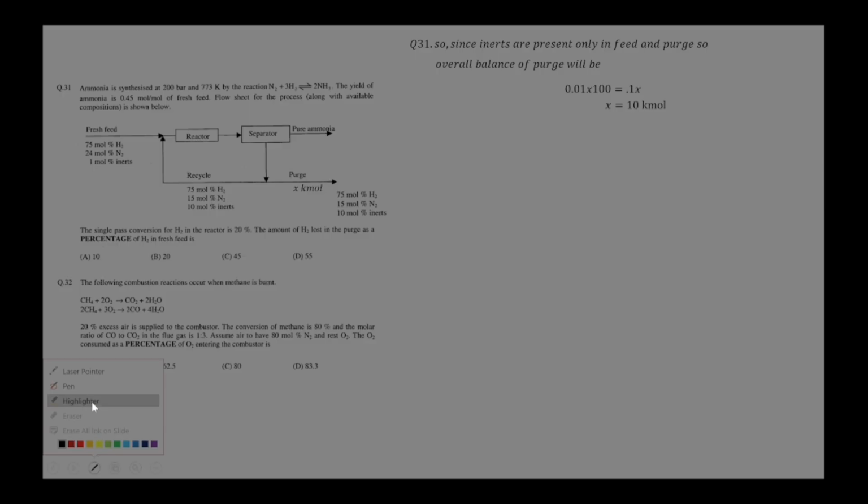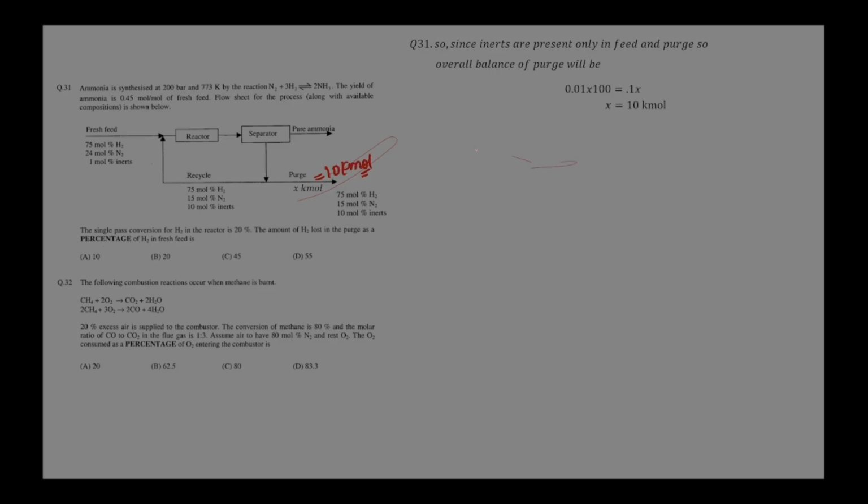Okay, so applying overall balance, since inerts are present only in the feed and the purge, and we are asking for the amount of H2 lost in the purge. So very first, overall balance of purge. Okay, so x equals 10 kilomole. This is the amount of the purge.